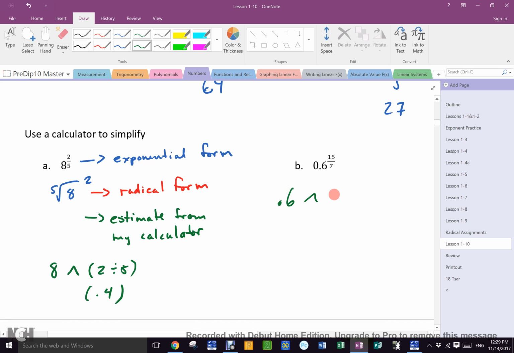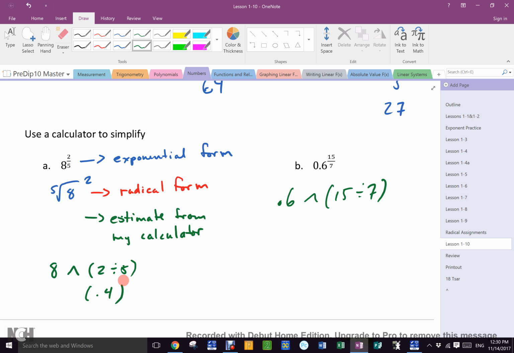0.6, exponent button, bracket, 15 divided by 7. Most of you can't convert that to a decimal in your head. I barely can, so I'm going to do 15 divided by 7, close brackets. Everybody make sure you can get the right answers. I will know them when I hear them, because I'm not going to punch them in, because I'm too lazy.